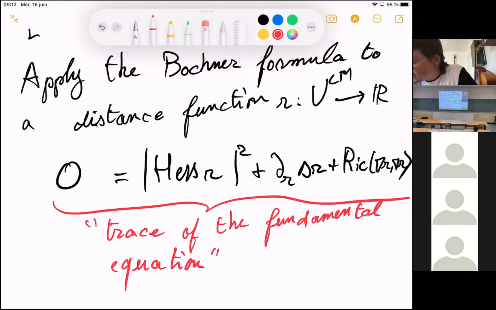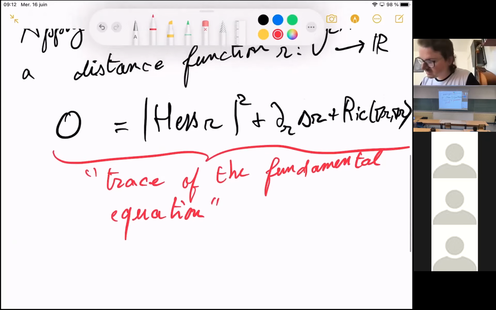Okay, and so we had noticed that the derivative of the Hessian of the distance function was controlled by the sectional curvature, and it told us that the second fundamental form of the level set of the distance, the hypersurfaces, evolved with respect to a certain PDE involving the curvature.